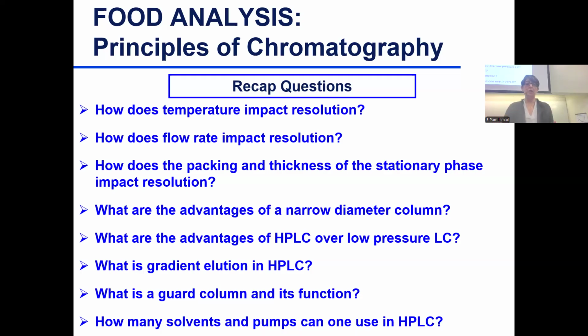Can you explain to me how temperature can impact resolution in your own words? What happens if we increase the temperature a little bit? What happens, Ali? Increasing the temperature decreases the viscosity of the solution. Yes. So it'll decrease retention time. Yes. Faster. This is all correct.